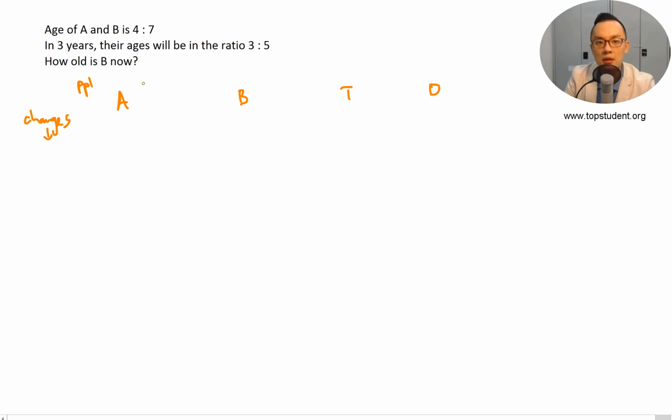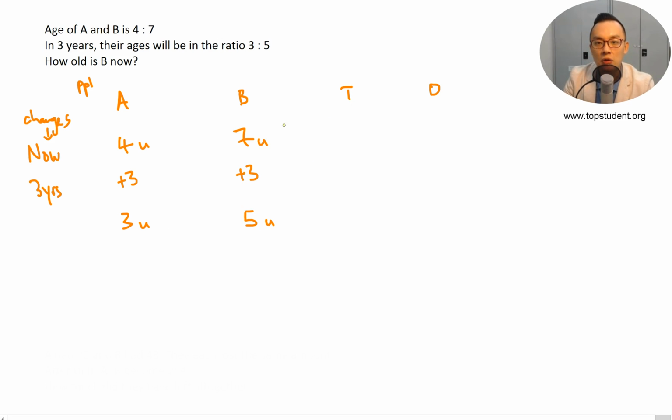So right now the ratio is 4:7. In 3 years, their ratio will be 3:5. So in 3 years, this is +3, this is +3. Their ratio will be 3:5. So units.